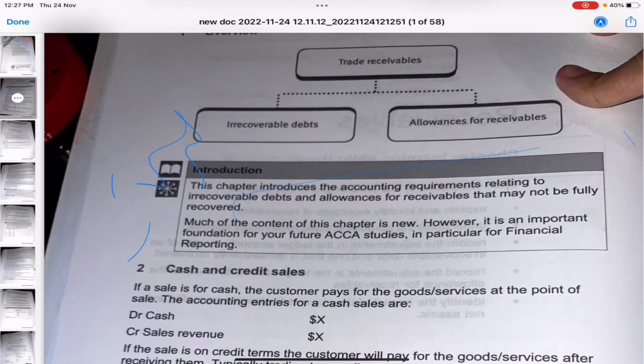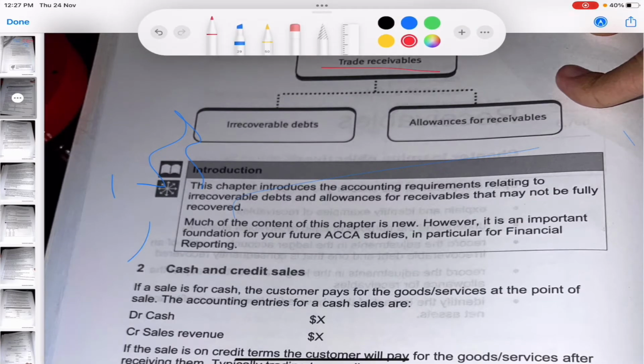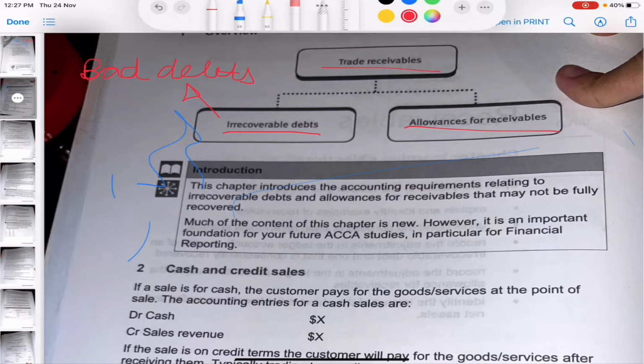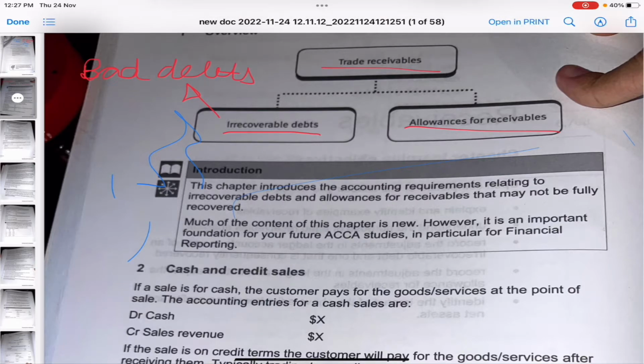Okay, so trade receivables. There are two things here. We are going to speak about what irrecoverable debts are and what allowance for receivables is. If you can recall, irrecoverable debts are nothing but bad debts. So you know what bad debts are. We have seen this also in the previous chapters. So what are bad debts? When someone owes us money, but they will not pay the money now. So that is a loss to the business, right?